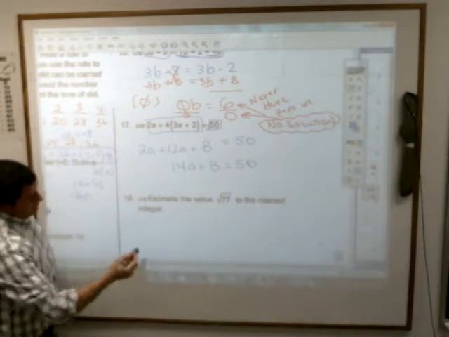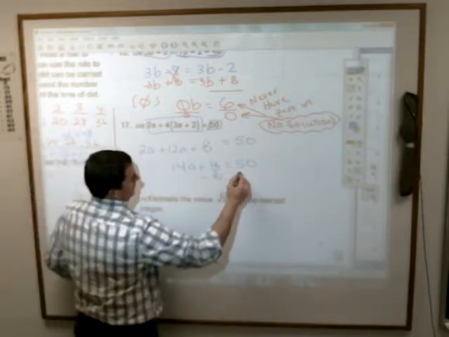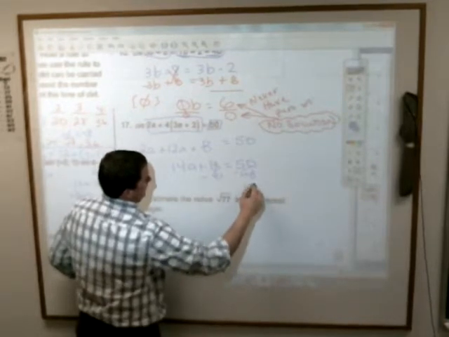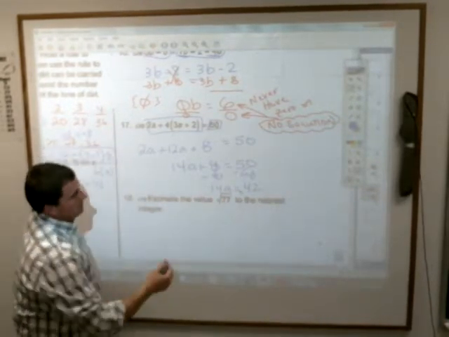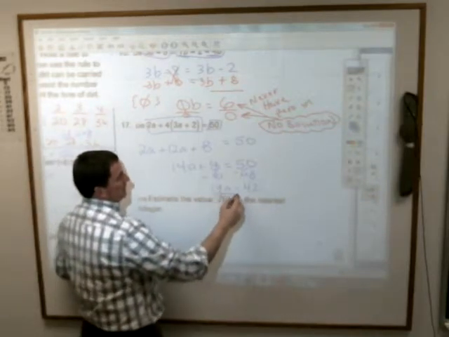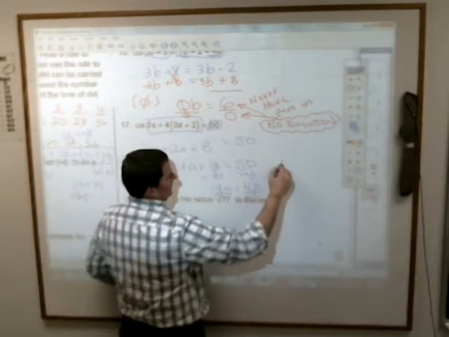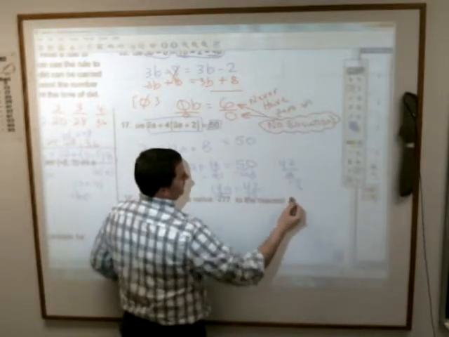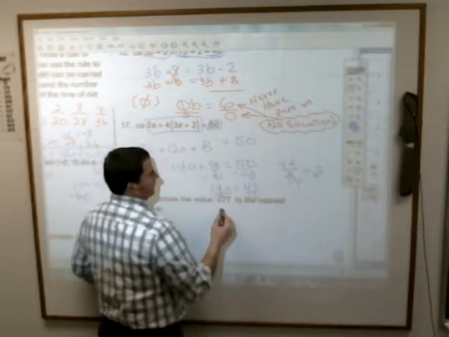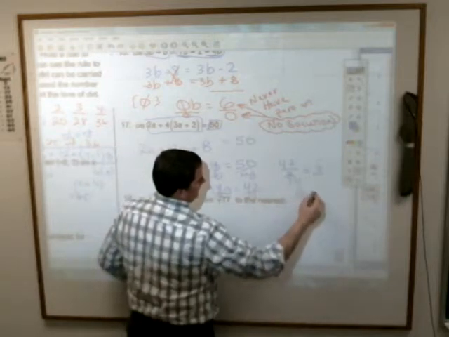Subtract 8 from both sides: 42 on the right. So now I have 14a equals 42. And you divide, and you get 3. I get 42 divided by 14, which is 3. Is that the answer? Yeah, it is.